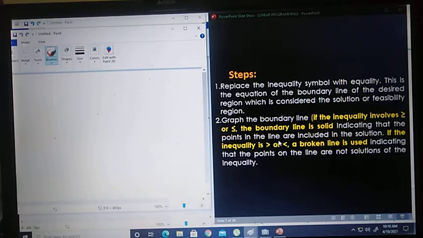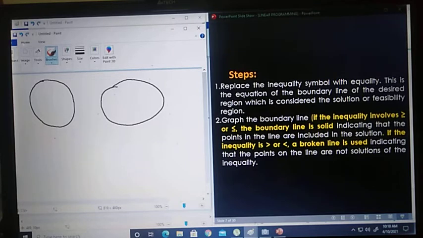If the inequality is greater than or less than, a broken line is used, indicating that the points on the line are not the solutions of the inequality. So, paano nga ba? Mag-drawing ako ng dalawang emoji at ito yung mga magiging basis natin.